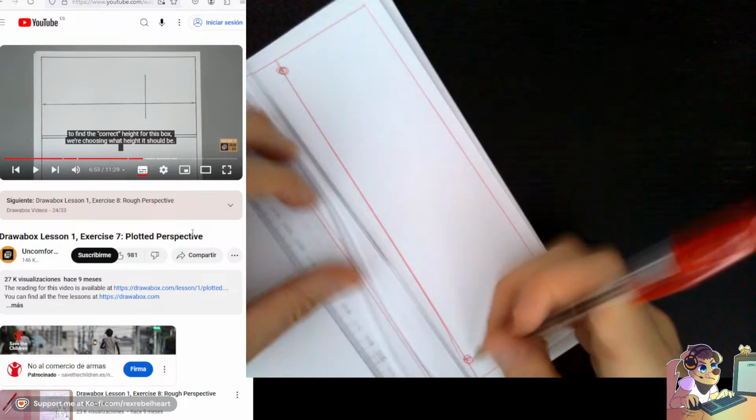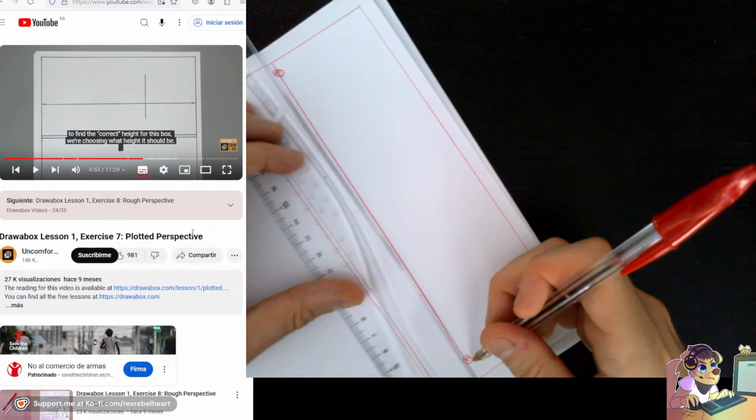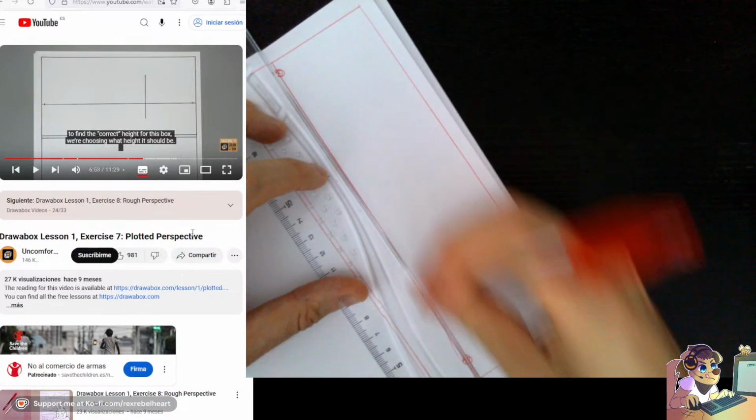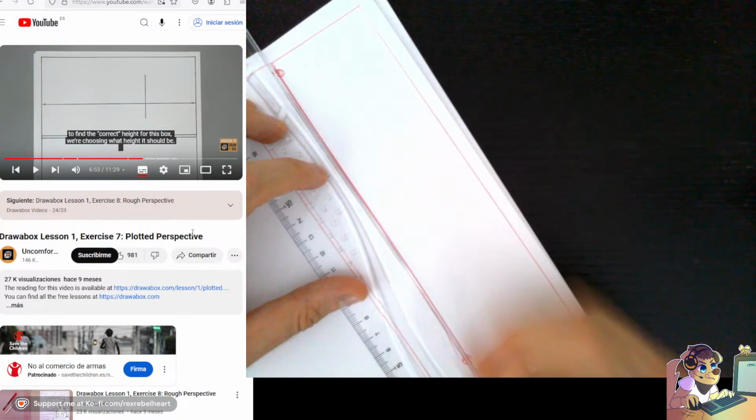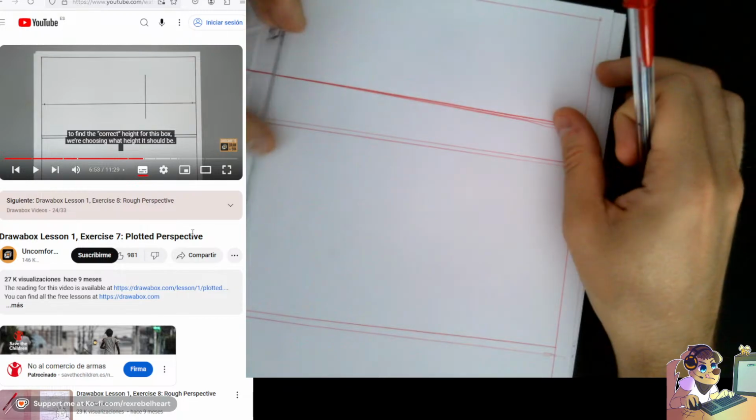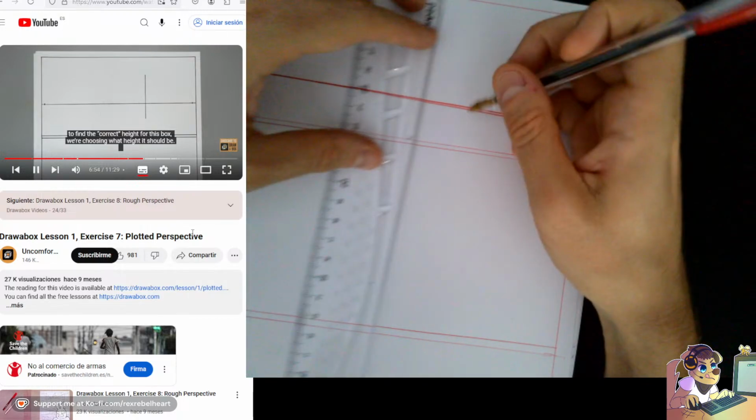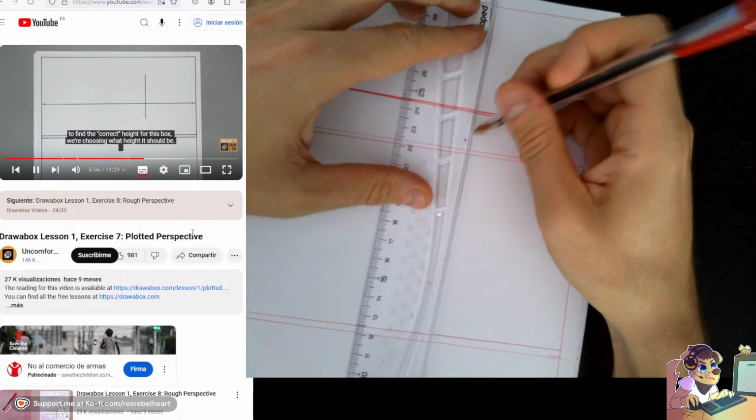I feel like I need to correct this line a little bit. Okay. We're choosing what the height should be.